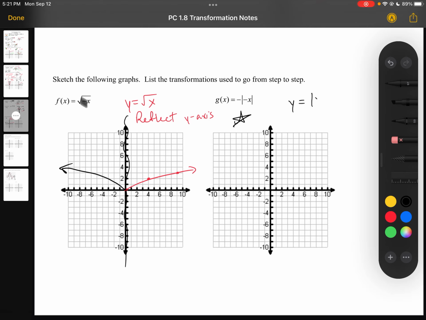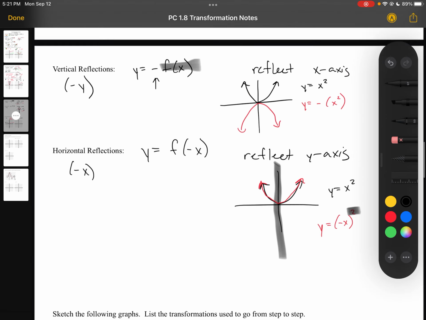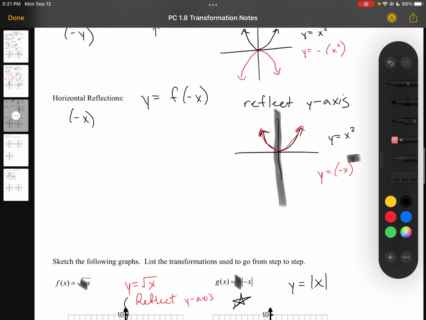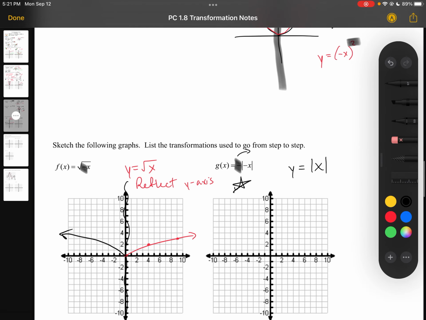So in this case, our parent function is the absolute value of x. And what we've done is outside, we have done a negative. So the outside negative is a reflection over the x-axis. But the main thing about this question is we've also done so on the inside. And because we've done so on the inside, this means that we have also reflected over the y-axis. So we've done both.